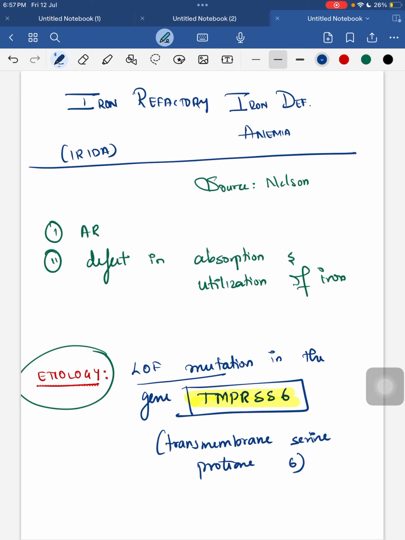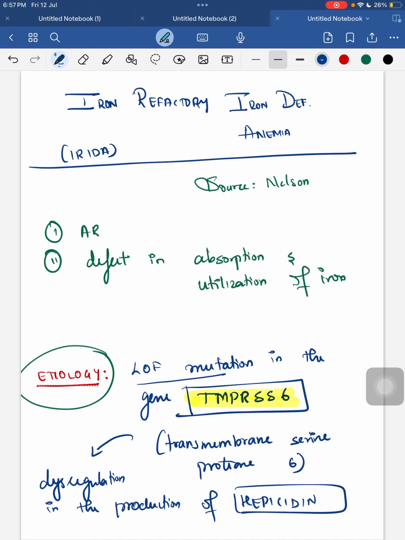Fine. So when there is a loss of function mutation in your TMPRSS6, it causes a dysregulation in the production of hepcidin. So what is this hepcidin? How is it involved in your iron absorption and its utilization? Normally this hepcidin is produced by your liver, and it is a regulator of your systemic iron balance.